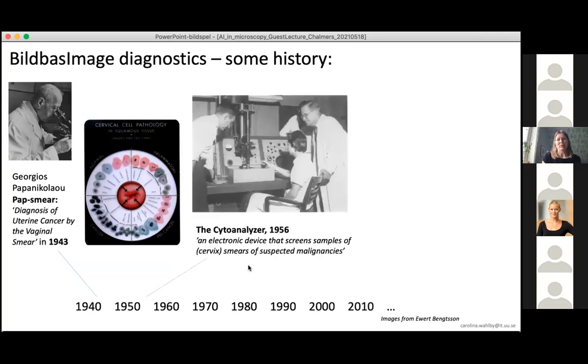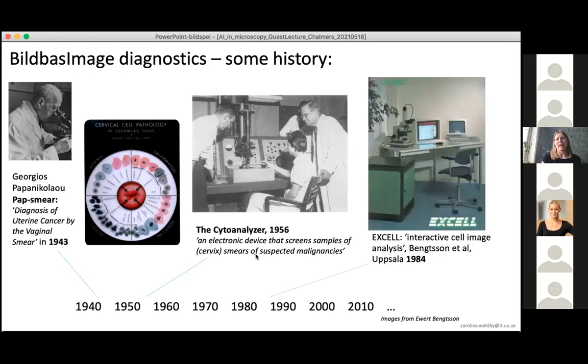But already in 1956, people tried to automate this process. This is the cytoanalyzer from 1956. It was created before there were digital cameras. And this was actually one of the first systems that had a color screen and could create images. And it was called Excel, before the more well-known Excel that you heard about. And it was created by Evert Bengtsson in Uppsala in 1984. So really pioneering automation of image-based screening. And I borrowed these images from Evert, and he was also the supervisor when I did my PhD.